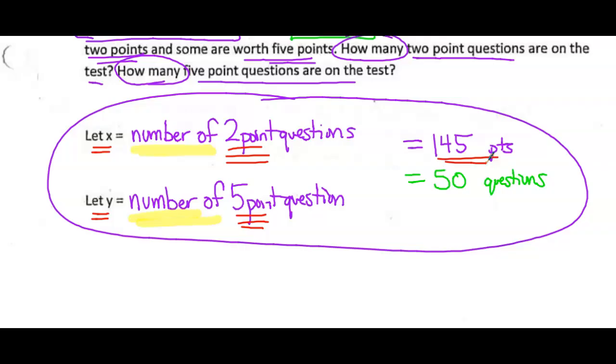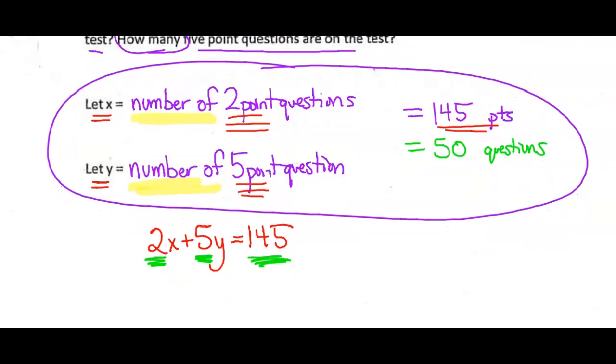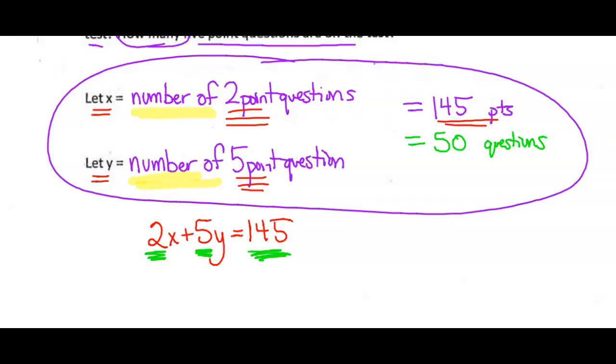So one equation I can write is 2x plus 5y equals 145. So let's go over this. The reason it's like that, this is points, and this is points. 2 points times the number of questions plus 5 points times the number of questions equals the total points. So I need one more equation, and that equation has to equal the questions.